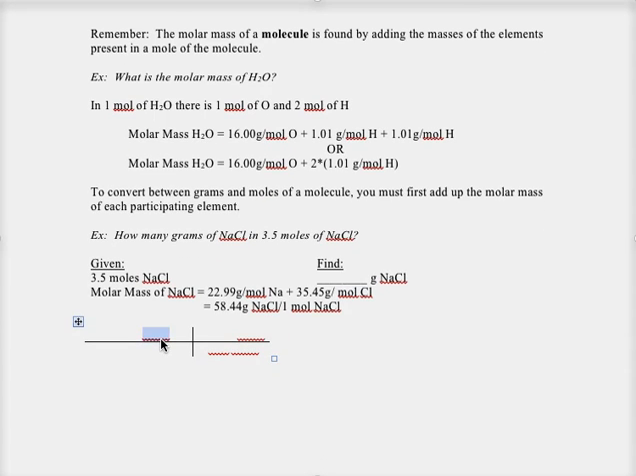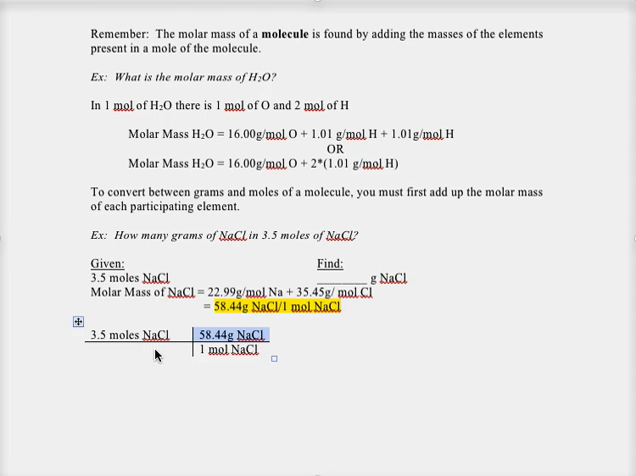In the first bracket, I want to put my starting quantity from the word problem, the 3.5 moles of NaCl. I need moles of NaCl to cancel, so I'm going to use the ratio that contains moles of NaCl, and that's this ratio right here, this one that we came up with. So I'm going to plug in the 1 mole of NaCl on the bottom, that'll make these two cancel. I'm going to put the 58.44 grams of NaCl on the top.